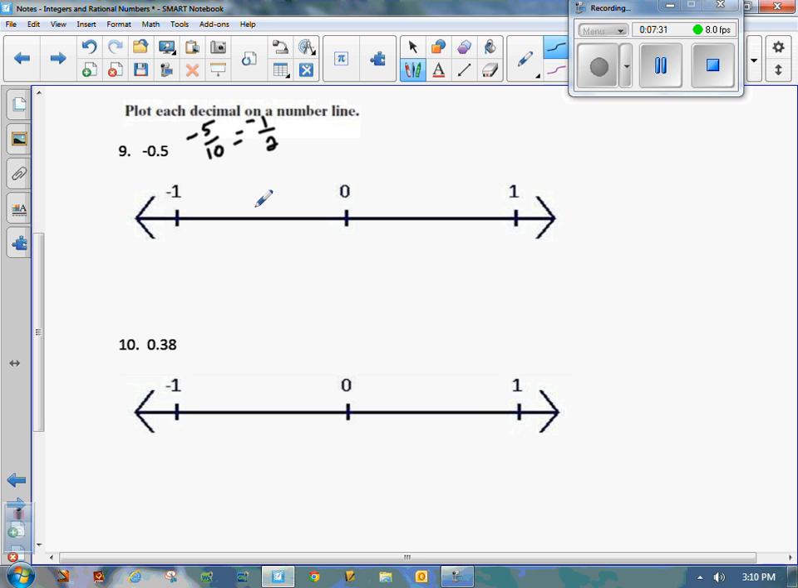If I wanted to do this, I could divide it in halves. Okay, so 1, 2, so there's my halves. Right here is where negative 5/10 would sit. And that helps me if it can simplify.